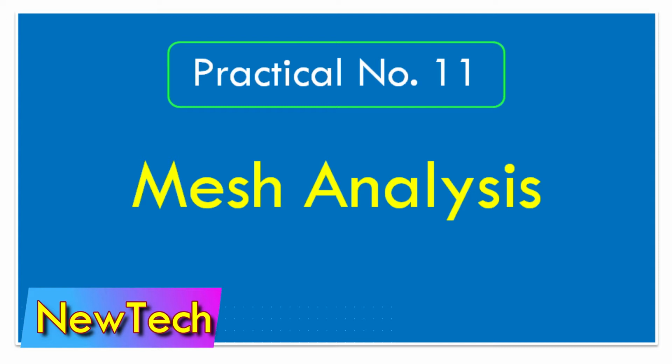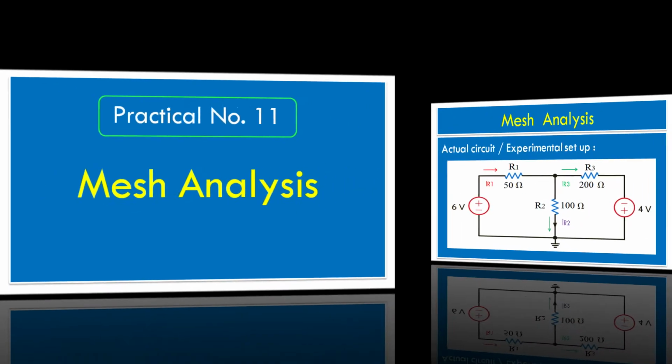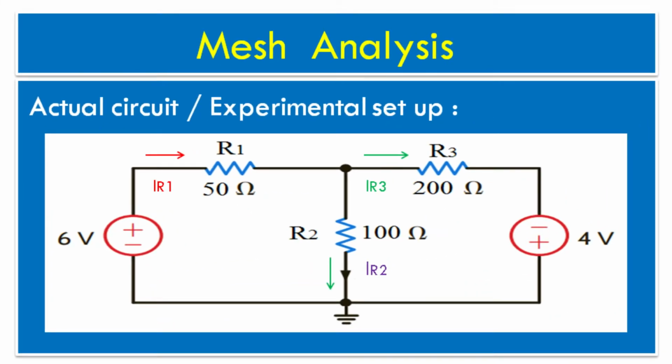In this video, we are going to perform practical of mesh analysis using Multisim software. Let's see the actual circuit used in the experimental setup for mesh analysis. In the circuit diagram, we have selected three resistors R1, R2 and R3 of 50 ohm, 100 ohm and 200 ohm respectively with two DC sources VB1 and VB2.